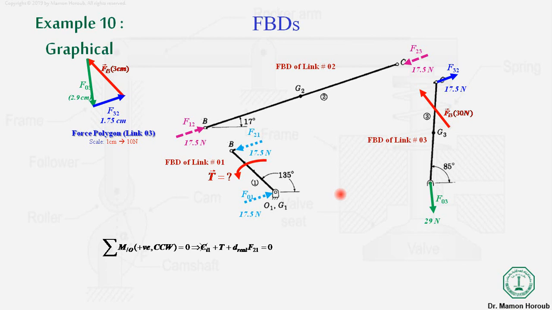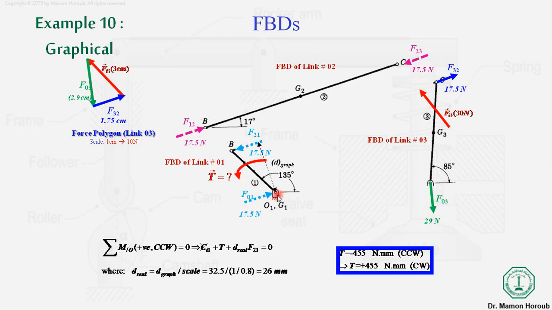So we will take the summation of moments. We know that the inertial moment is not taken for links 1 and 2, so the inertial moment should be equal to 0, plus T plus this force F21 times the distance between F21 and F01. We will measure this distance, that is d. This d will be calculated from the graph, and then we will use the proper scale to convert it into the real value, that is 26 millimeters. Then we take the summation of moments about O1, which will give us the value of T.